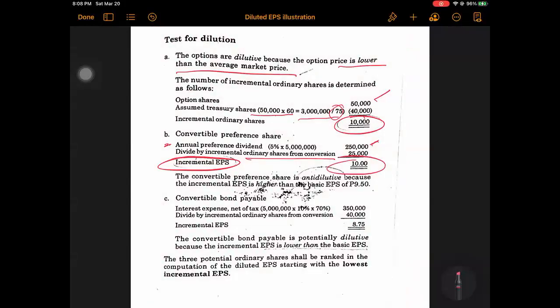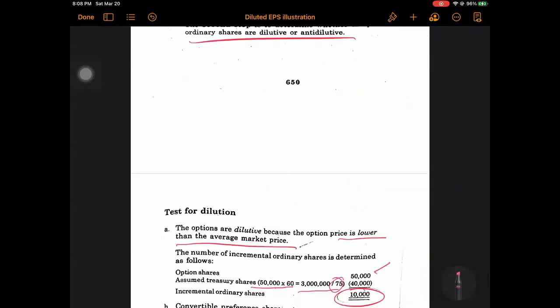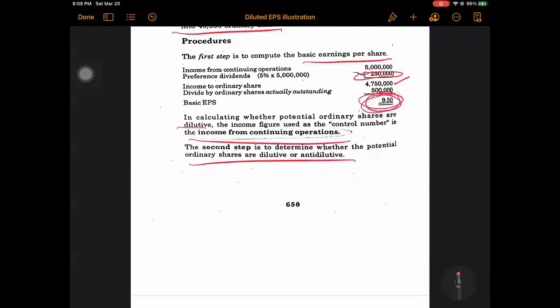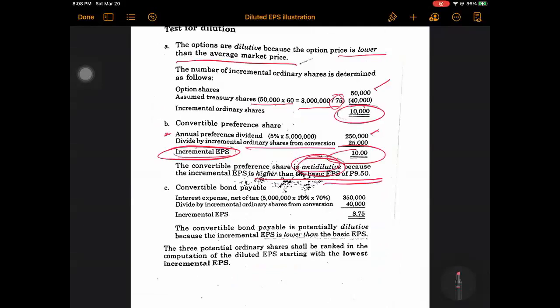Okay, ingon sa dire, the convertible preference share is anti-dilutive daw. Why? Because the incremental earnings per share is higher than the basic earnings per share of 9.50. Diba atong basic earnings per share kagaina is only 9.50. Pero, ang amount nga na-compute under sa convertible preference share, yung incremental earnings per share is nabot sa 10 pesos. So, therefore, this is anti-dilutive. So kung anti-dilutive siya, ignored in the computation of diluted earnings per share.